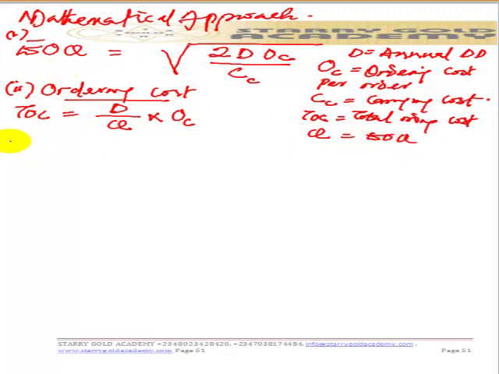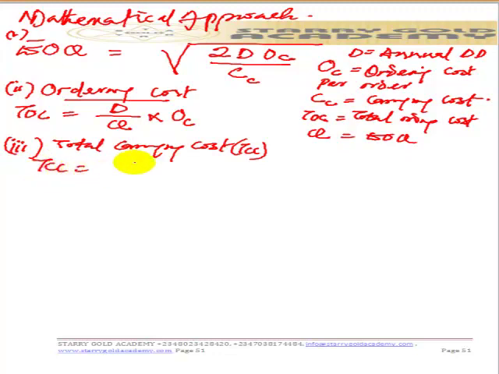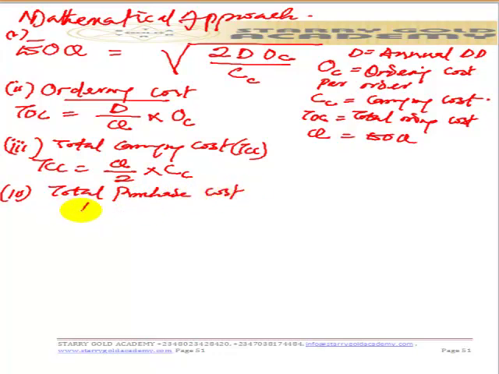Q is our EOQ. Then another thing we can find is total carrying cost, that's TCC. So we can say TCC is Q over 2 times CC. So we know what Q is, EOQ. CC is our carrying cost per unit. Then we have another formula. We can find the total purchase cost. Our total purchase cost is going to be D times P.